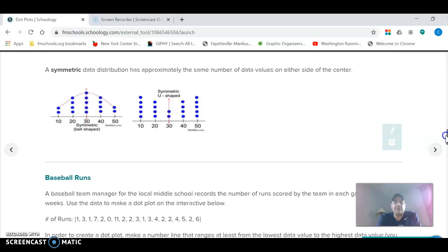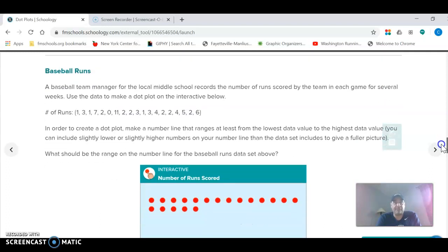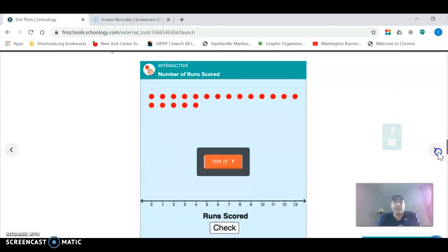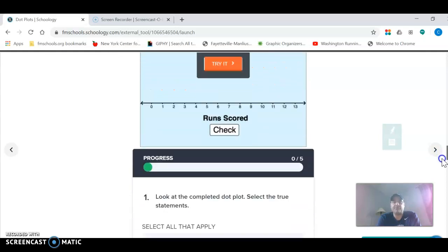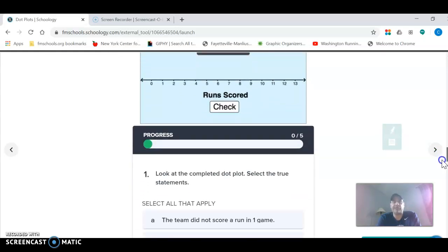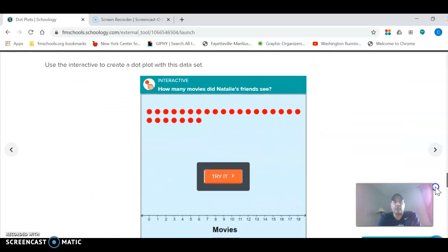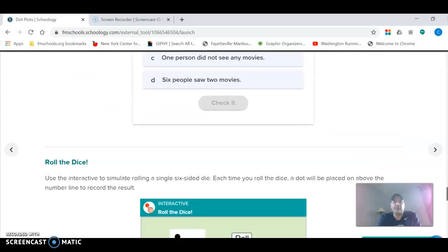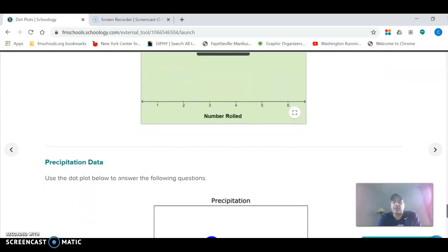And then there's going to be some examples, and then you're going to go try another interactive activity with baseball runs, creating a dot plot. Since we can't do one on paper and pencil like we'd be doing in class, you're going to be creating one through these interactive activities, okay? And then there's another one down here. I think there's one more, a roll the dice one, okay?